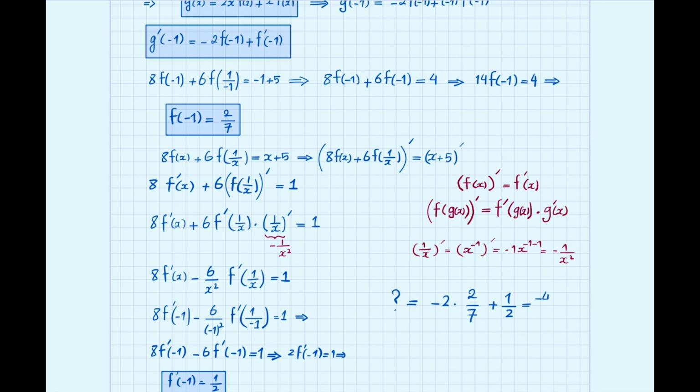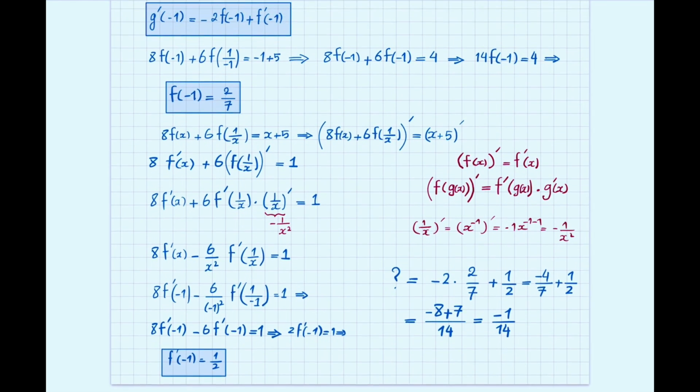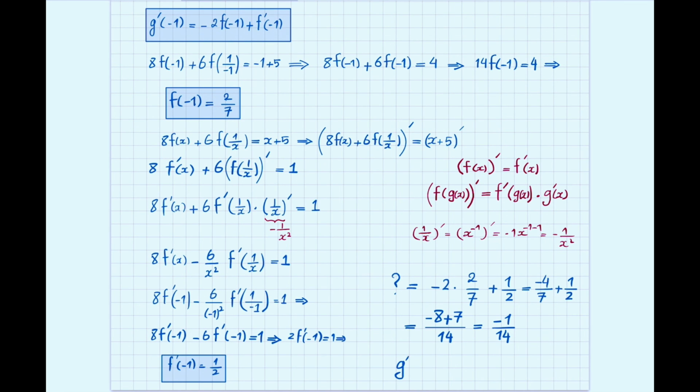So let me simplify this. It becomes minus 4 over 7 plus 1 over 2. And then you know that the common denominator would be 14. 14 over 7 is 2, you multiply it in the numerator, it becomes minus 8. 14 over 2 is 7, you multiply it in the numerator, it becomes 7. And then you get minus 1 over 14. Yes? So finally, the answer to this problem is found. So g prime of minus 1 is minus 1 over 14.